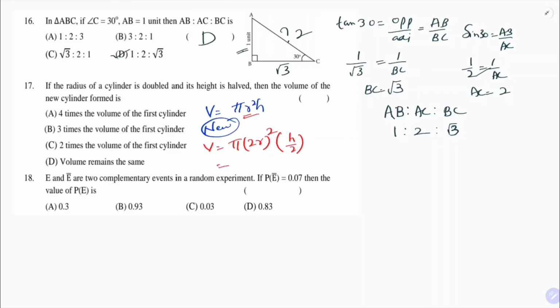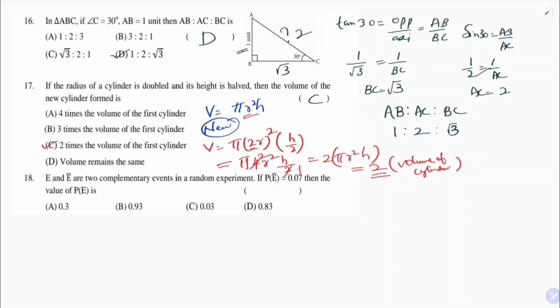Now, pi into 4r square, because 2 square is 4, r square into h by 2. If you cancel here, 2 times 1, 2 times 2, you're left with 2 pi r square h. So 2 into pi r square h, where pi r square h was the volume of the original cylinder. So if the radius is doubled and height is halved, then the new volume will become 2 times the volume of the first cylinder. So the correct option is C.